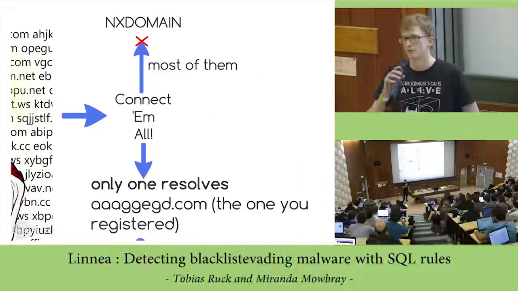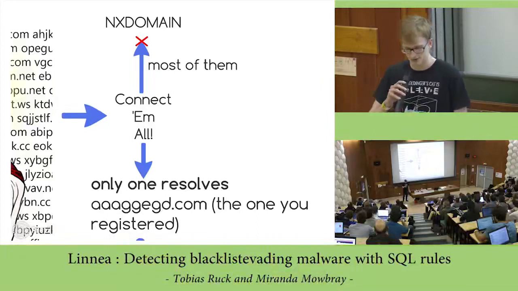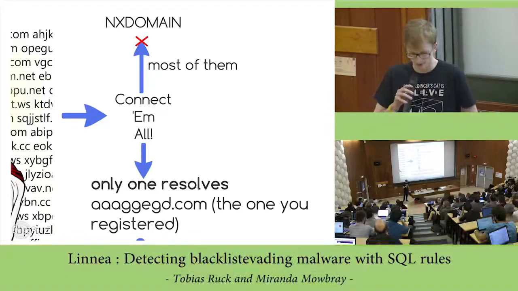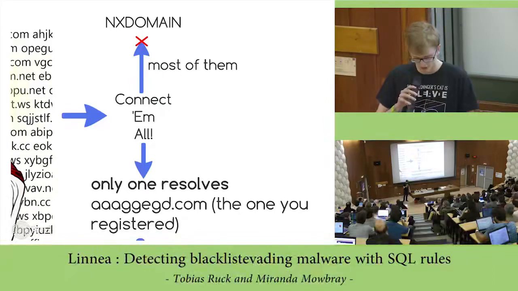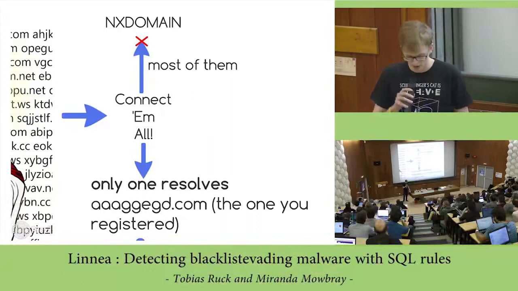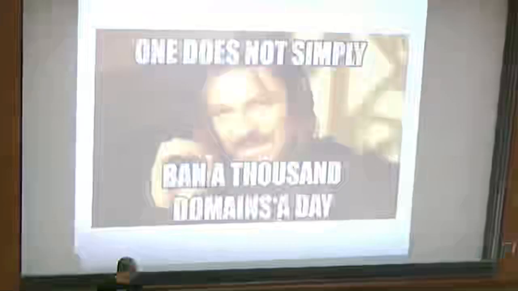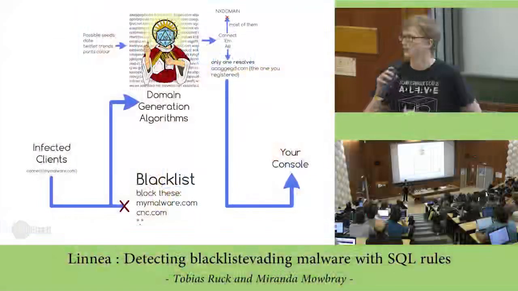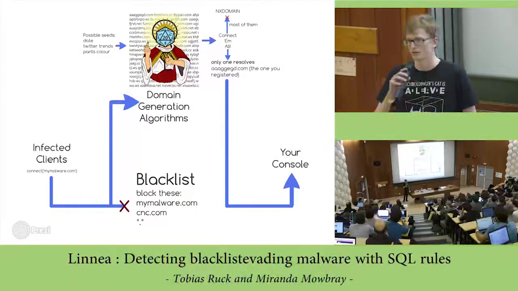What you do now is connect to them all, and yeah, boy, do they fail. This is since you only register one of the domains, and only one will resolve, the one you registered, and that way you can connect to your console. Why does this work? As cybersecurity experts like to say, one does not simply ban 1,000 domains a day. And hooray, you managed to get the world ruled by millions of submissive bots.